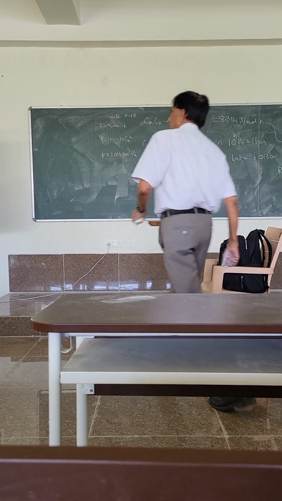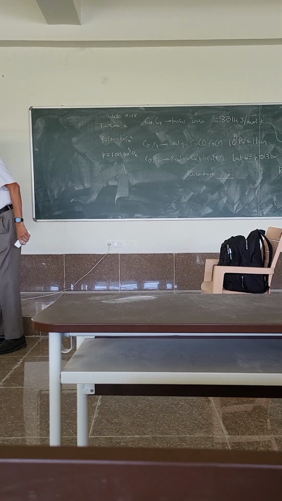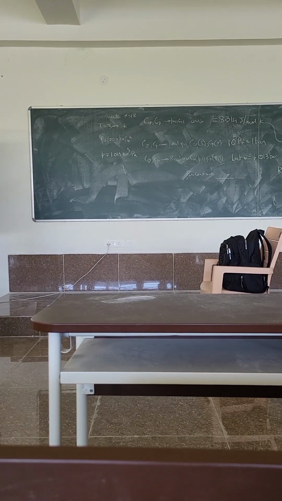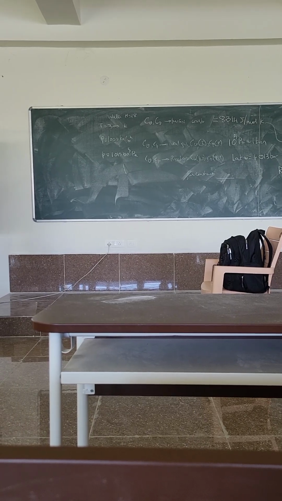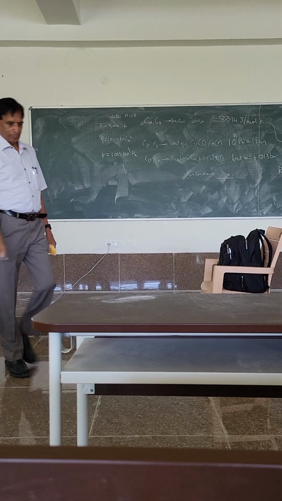Earlier I said that P is equal to 1 atmosphere. Let's apply this equation. Rho is 1000, R for water is 8314.5 by 18, multiplied by 300.